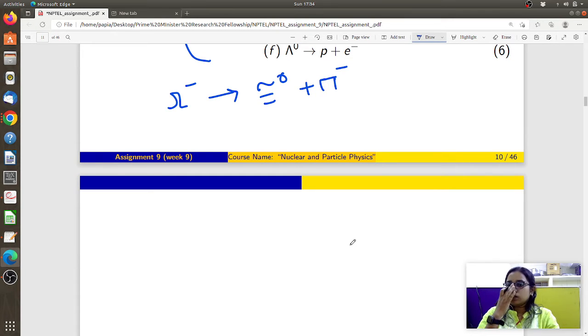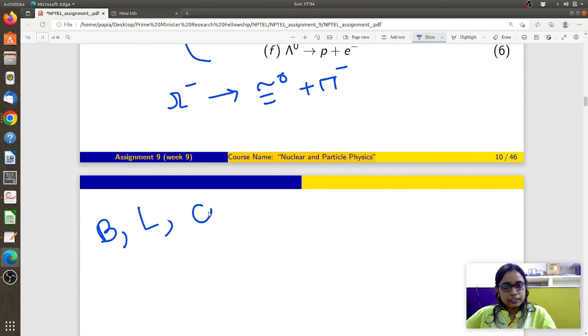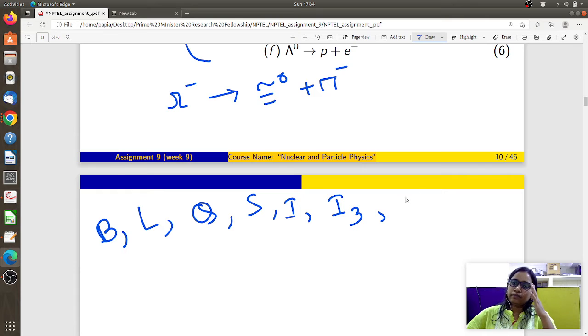Okay. So this is the nuclear reaction. So at first what should I do here? Obviously, to know whether any nuclear reaction is allowed or not, we have to search so many quantum charges. How many quantum charges do we have to search? Basically we will search here B, L, Q. Obviously Q should be conserved. B, L, Q, then S, I, I3 and let's say P.